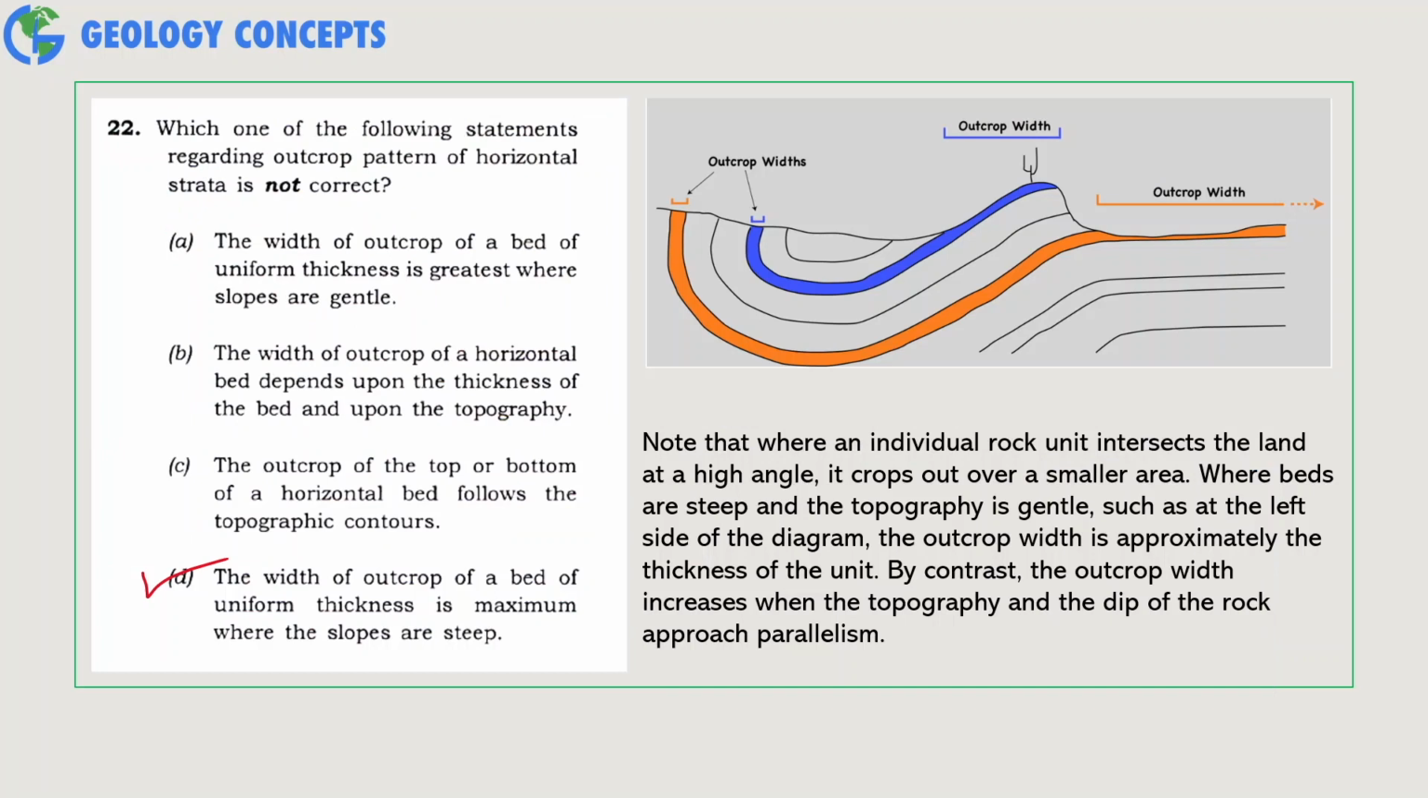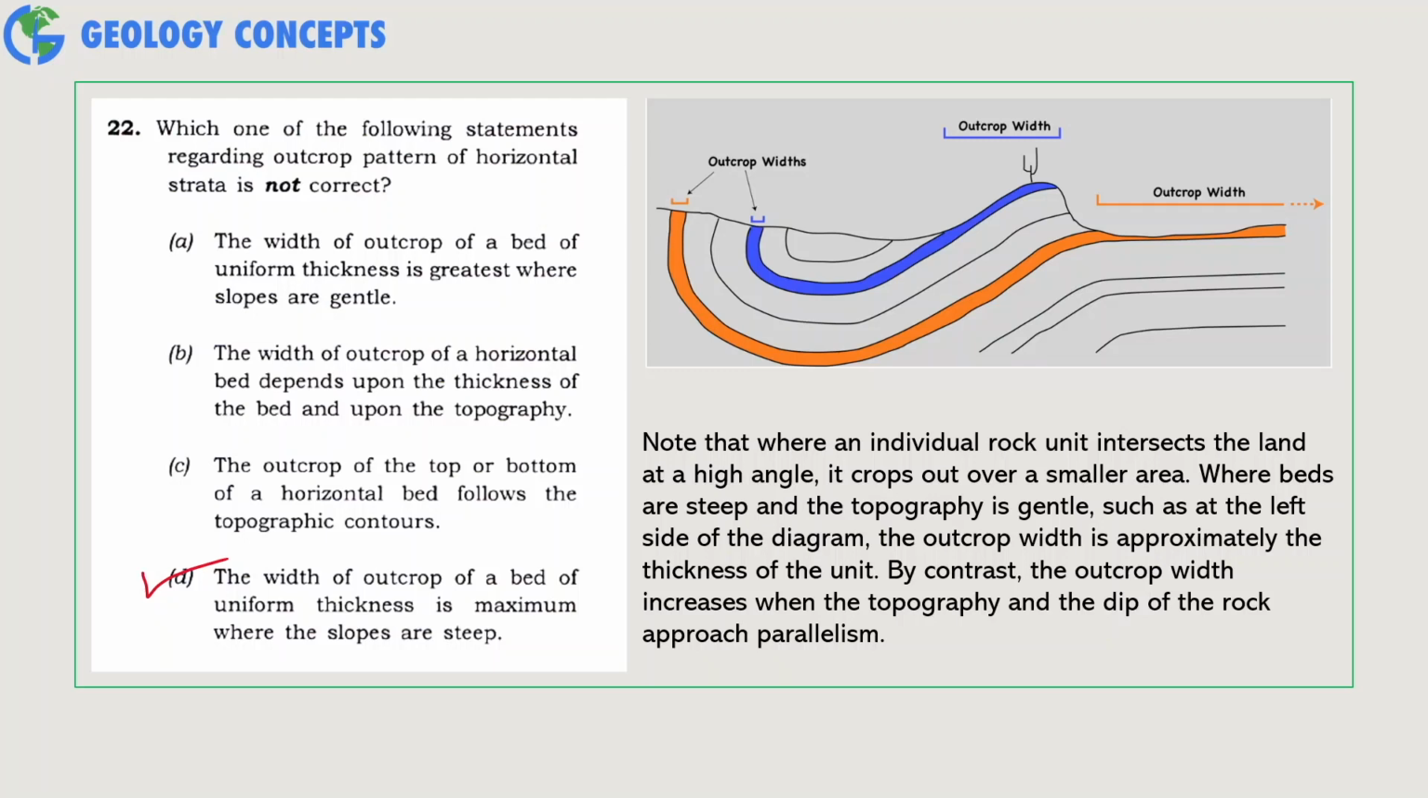Next question. Which one of the following statements regarding outcrop pattern of horizontal strata is not correct? The width of outcrop of a bed of uniform thickness is greatest where slopes are gentle. I'm reading the statement again. The width of the outcrop of a bed of uniform thickness is greatest where slopes are gentle. As you can see from the figure, width of outcrop is greatest where the slope is gentler.